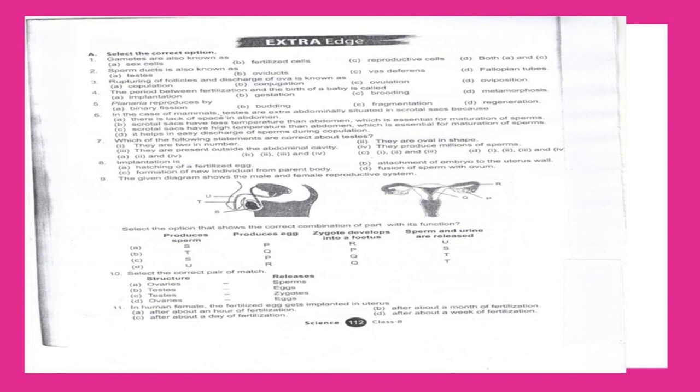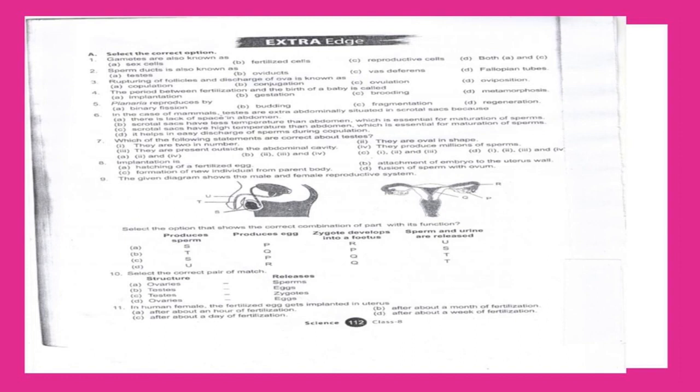Then question 9. The given diagram shows male and female reproductive systems. Label it. In the male system, S is testis, T is penis, and U is vas deferens. Sperm duct we call vas deferens. Whereas in the female, R is oviduct or fallopian tube, P is ovary, Q is uterus. Repeat. P ovary, Q uterus, R fallopian tube or oviduct. Whereas male S testis, T penis and U vas deferens.